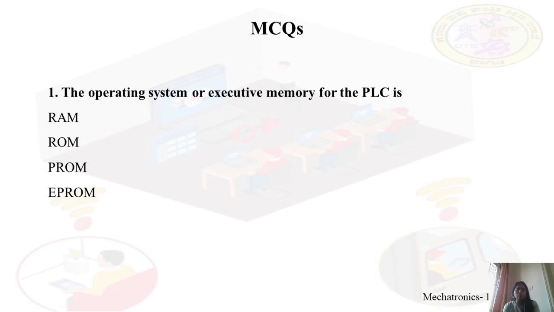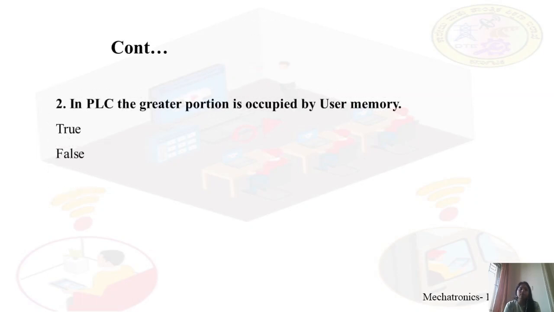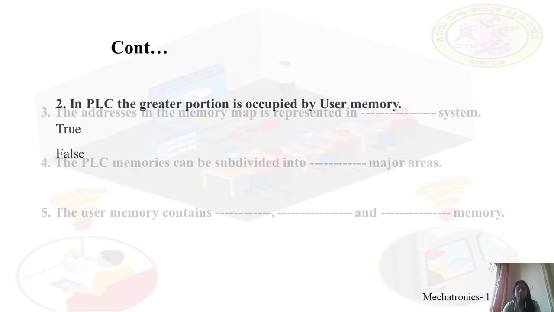Understood? Now let us solve some multiple choice questions. First one: the operating system or executive memory of the PLC is, I have already explained, RAM, ROM, PROM, EPROM. That is ROM, read only memory. Next one: in PLC, the greater portion is occupied by user memory. Is it true or false? Yes, of course, it is true. More than 75% is occupied by the user memory.